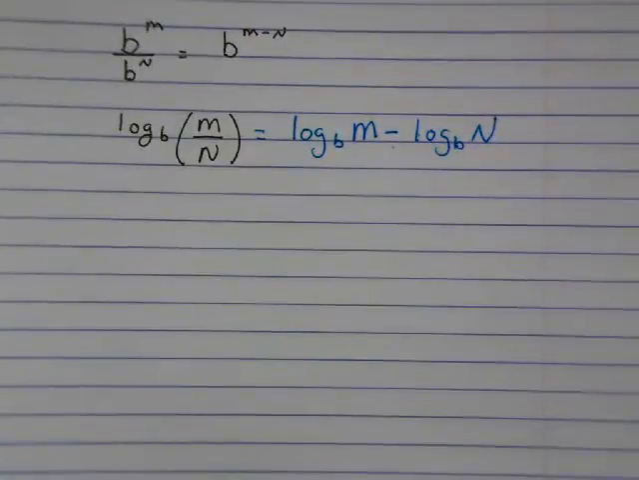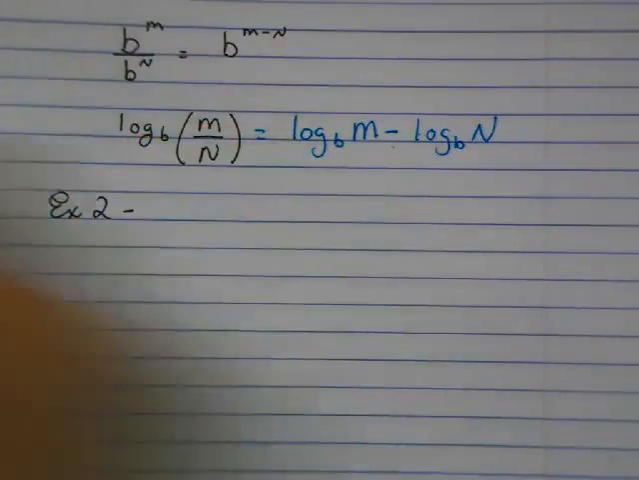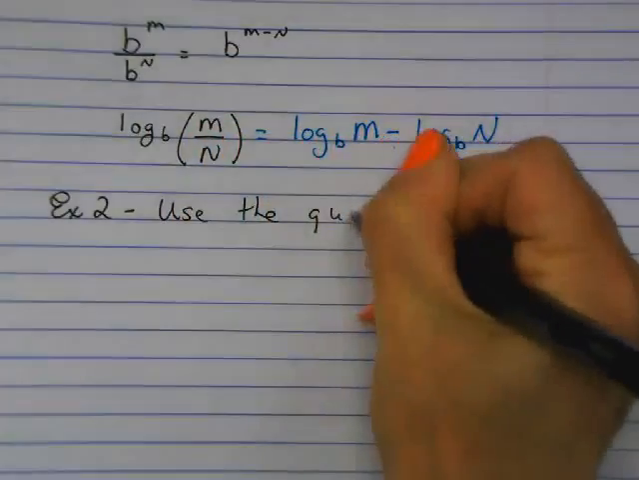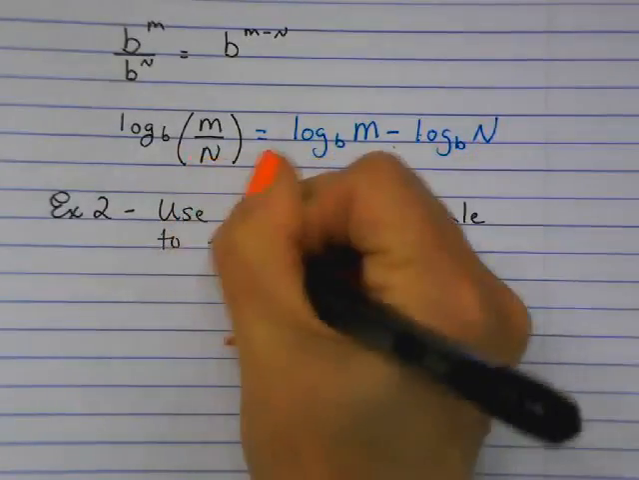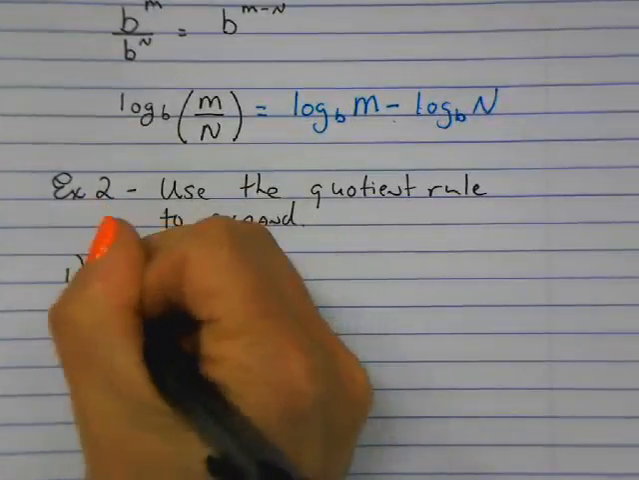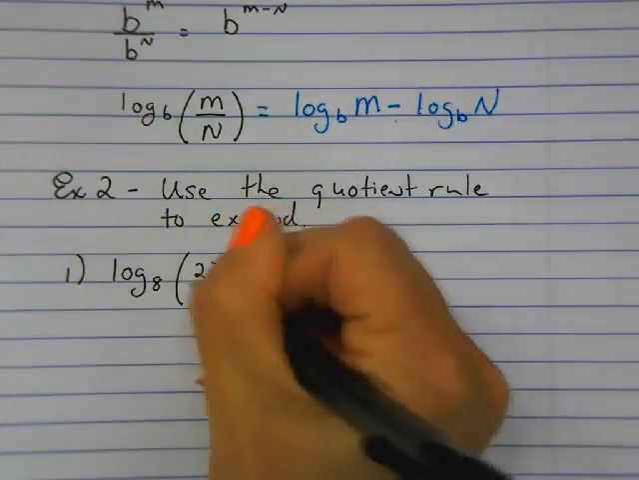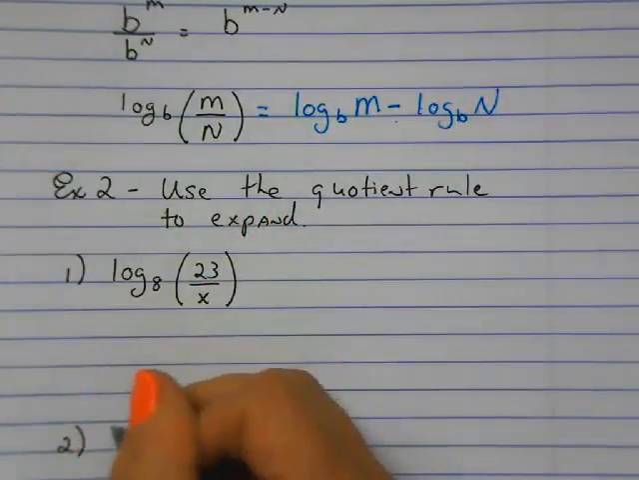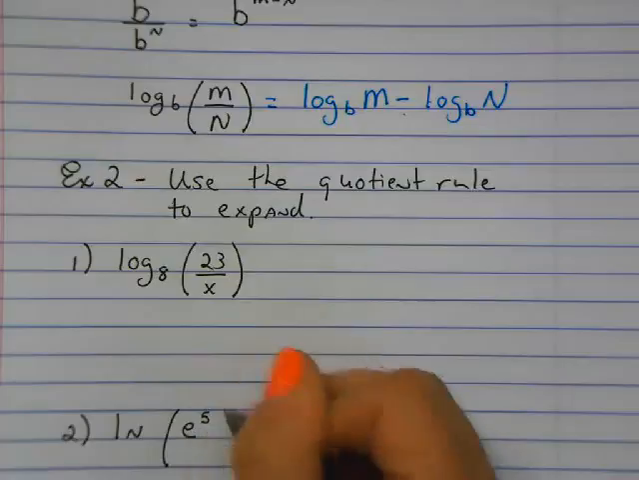Alright, let's practice the quotient rule. Example 2. Use the quotient rule to expand. So number 1, log base 8 of 23 divided by x. And number 2, natural log of e to the 5th over 11.